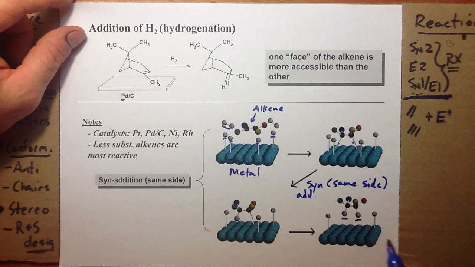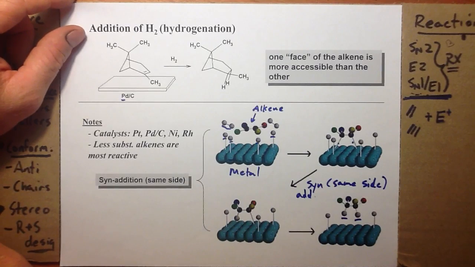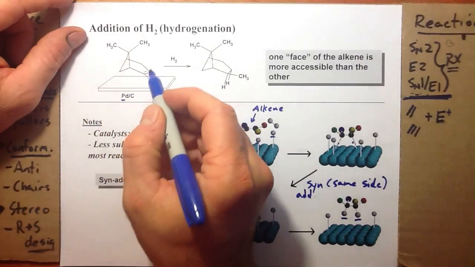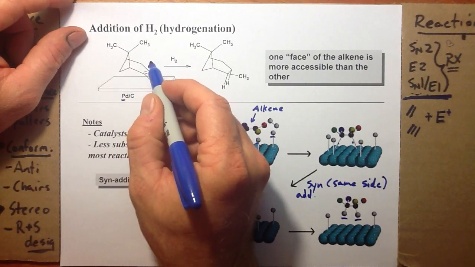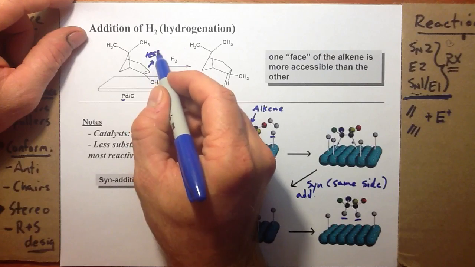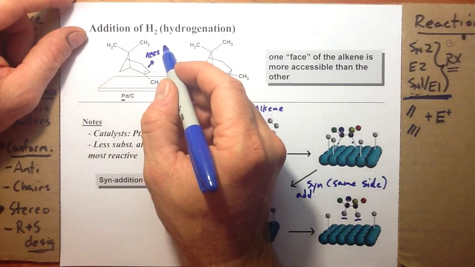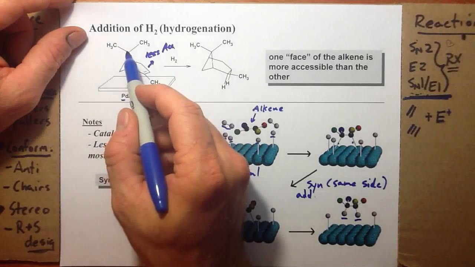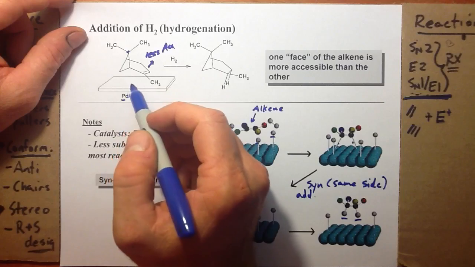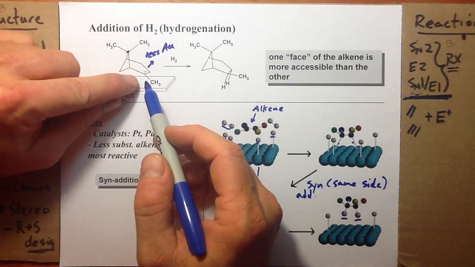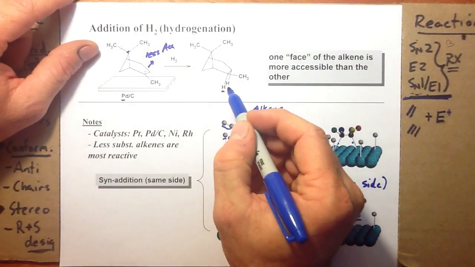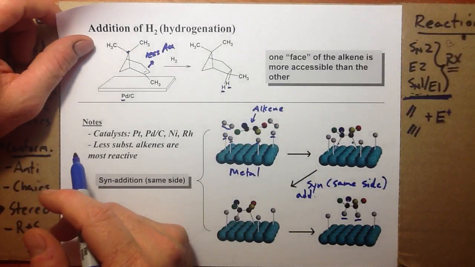Hydrogens start to add in off the same side of the face of the pi bond. So up here, we used a face that was more accessible. This face was less accessible. This top face, the bottom face, away from this tertiary carbon having two methyl groups off of it, we use the opposite face to approach the metal, the favored face. And of course across that face then we add the hydrogens.